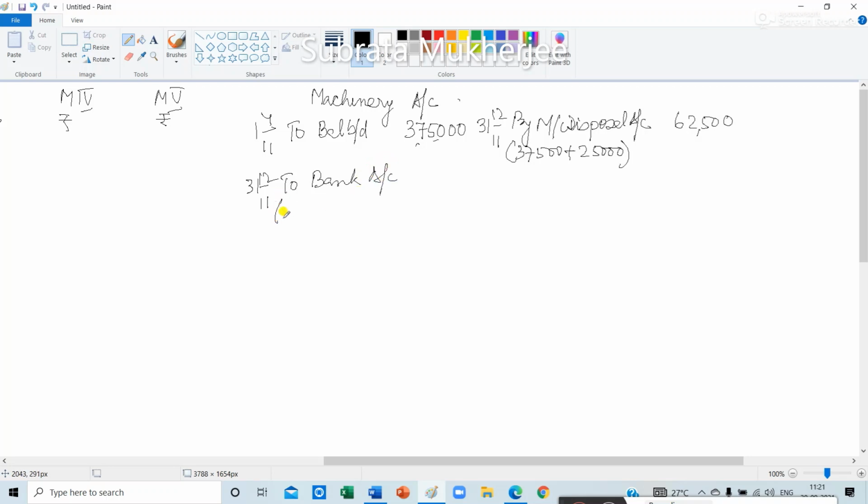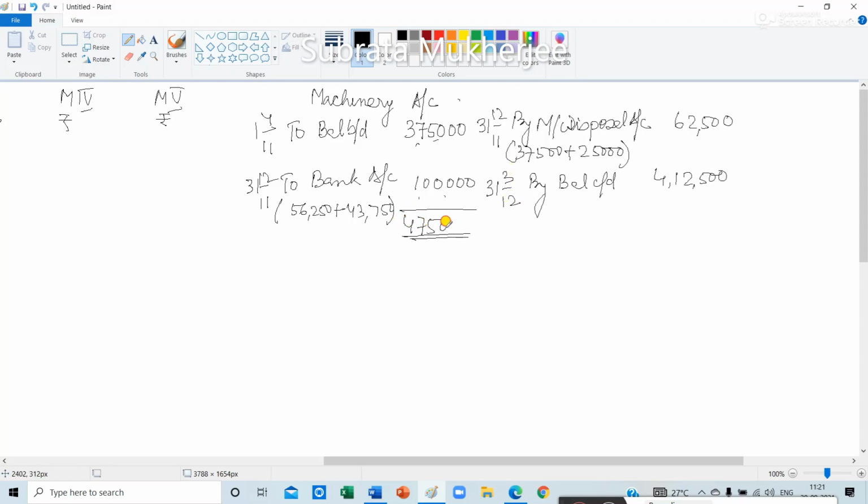The cost of the two machines was rupees 1 lakh, that is 56,250 plus 43,750. If you add up these two figures, you will get 1 lakh. So on 31st March 2012, the cost of machine was rupees 4,12,500. This is the cost of machine on 31st March 2012.